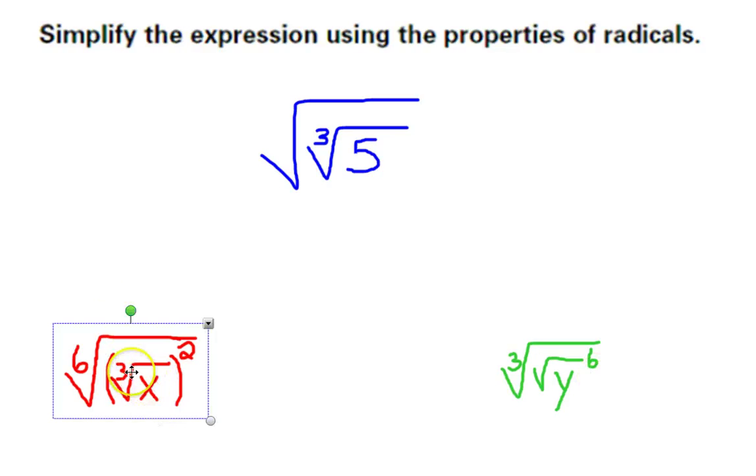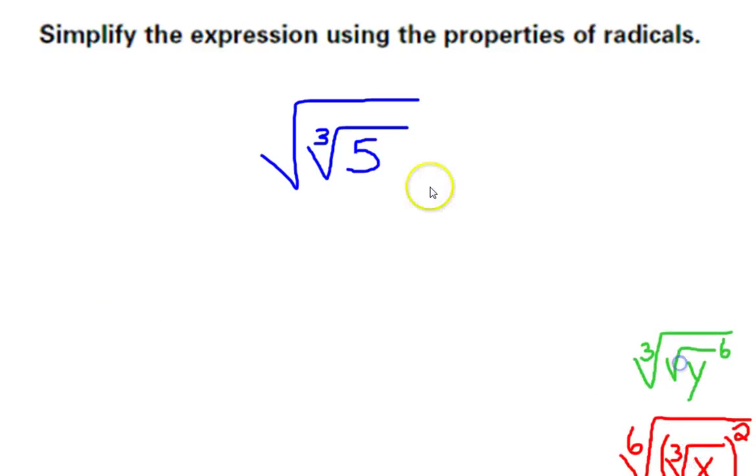Let me move these guys out of the way. I think I can do this. I'll move this guy over here. I'll move this guy over here. And I'll move this guy here.